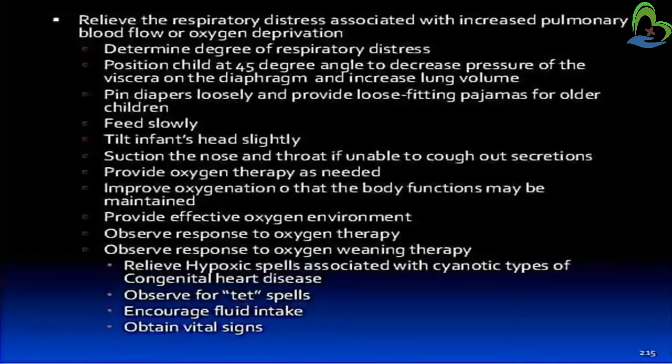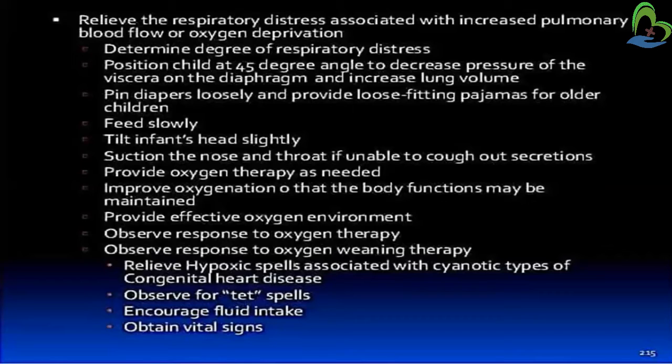Now nursing intervention. First, relieve the respiratory distress associated with increased pulmonary blood flow or oxygen deprivation. Because of oxygen deprivation or increased pulmonary blood flow, the patient will suffer from respiratory distress, so we have to relieve it. Firstly, we have to determine the degree of respiratory distress. Then position the child at a 45-degree angle to decrease pressure of the viscera on the diaphragm and increase lung volume. So we have to give the child a semi-Fowler or Fowler position. This will decrease pressure of the viscera on the diaphragm.